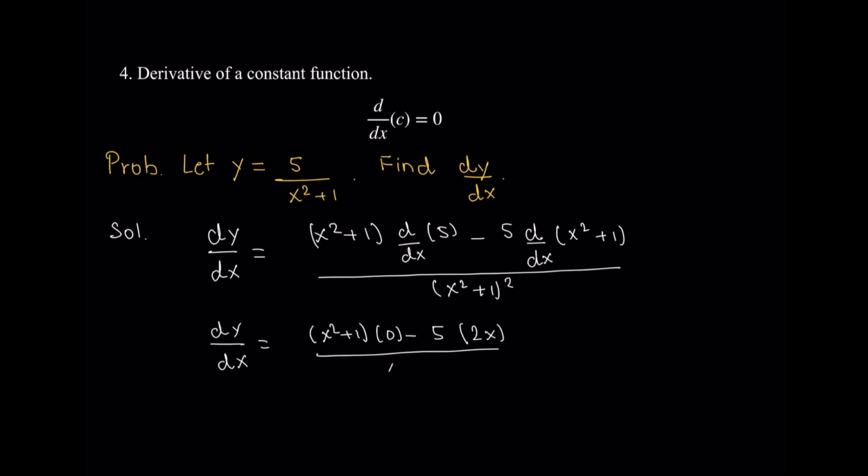Here the derivative of 5 is 0, so I can write it as x squared plus 1 into 0 minus 5 into 2x, divided by x squared plus 1, which eventually turns out to be minus 10x upon x squared plus 1's whole square.